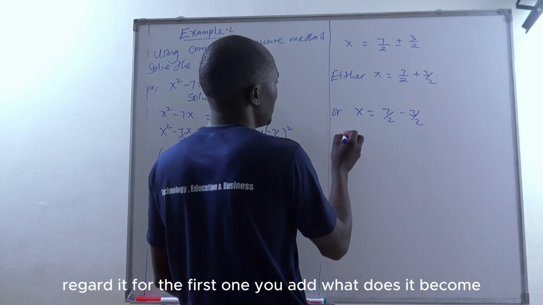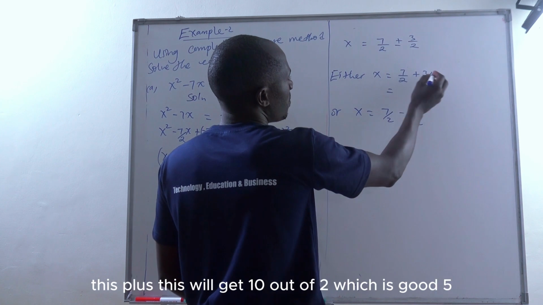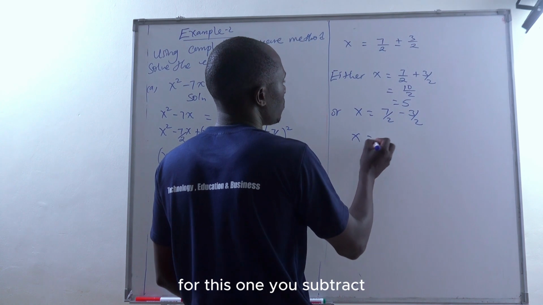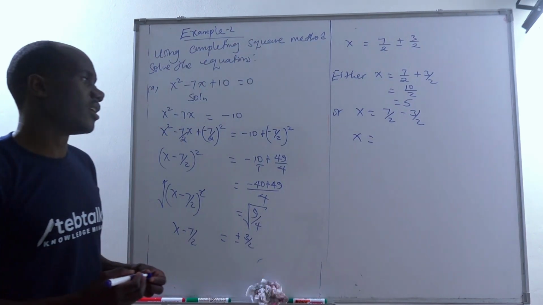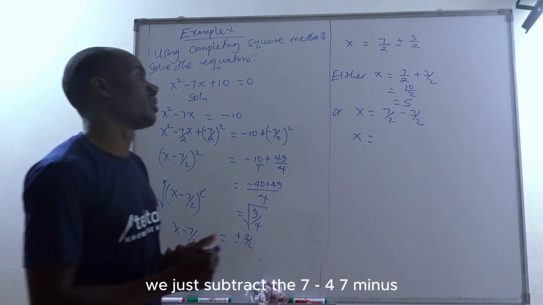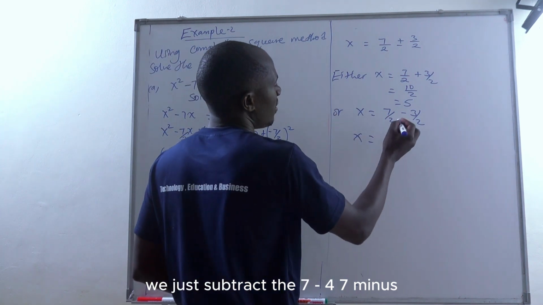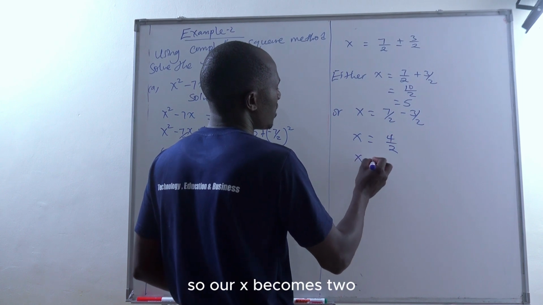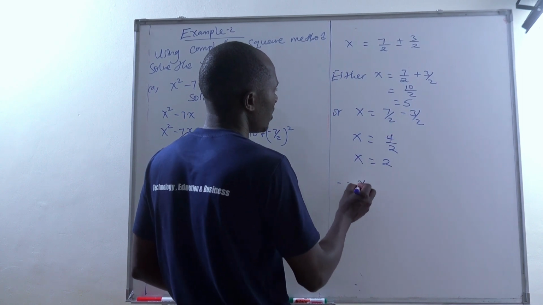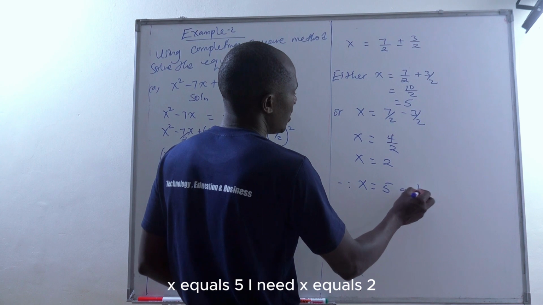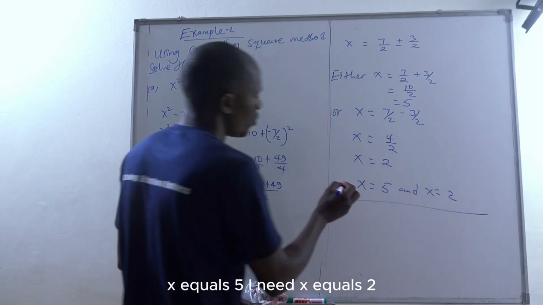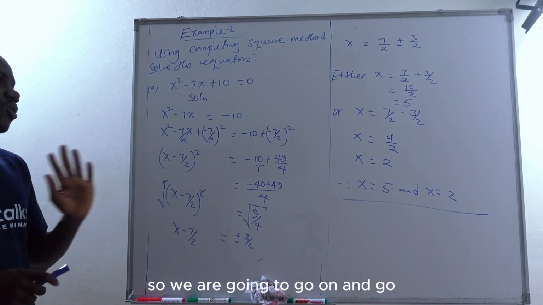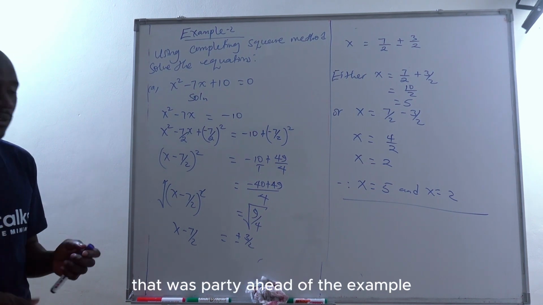We go ahead. For the first one you add: this plus this, you get 10 out of 2, which is equal to 5. For this one you subtract. Since the denominator is the same, we just subtract the numerator: 7 minus 3, you get 4 out of 2, so our x becomes 2. Therefore, x equals 5 and x equals 2. We have already solved that one. So we are going to go on and move to the next. That was part A of the example.